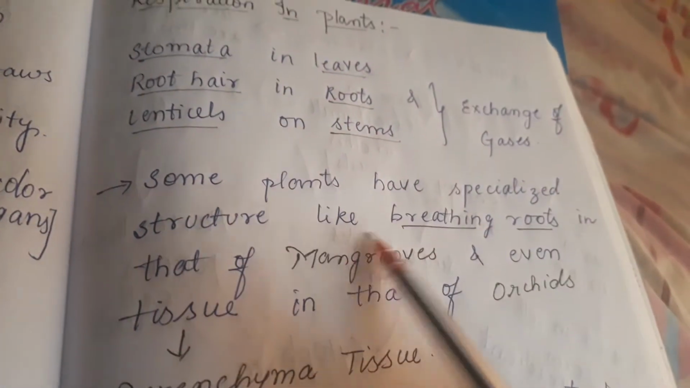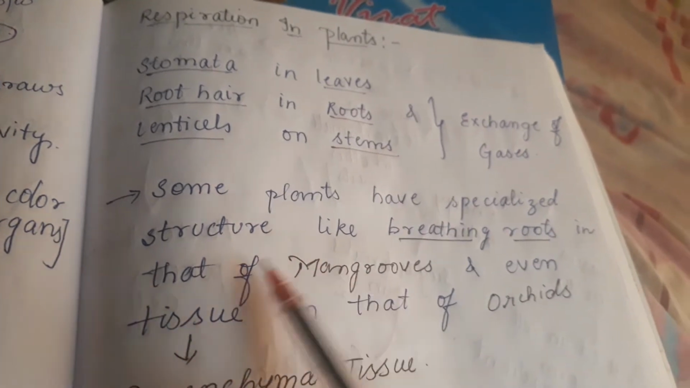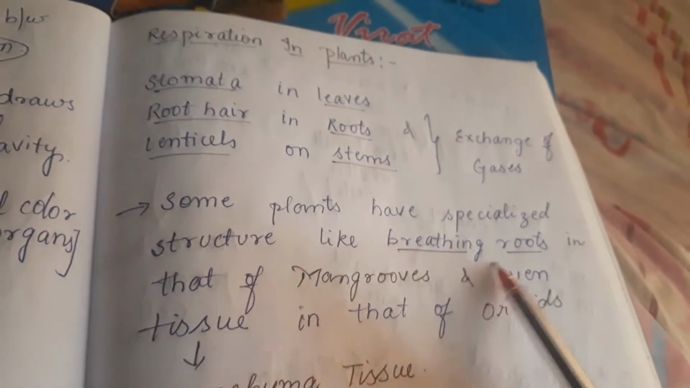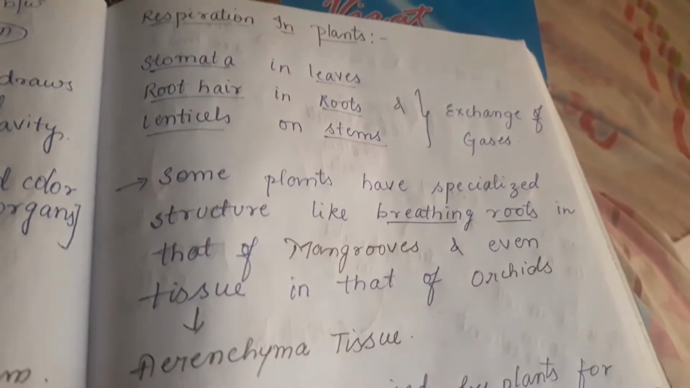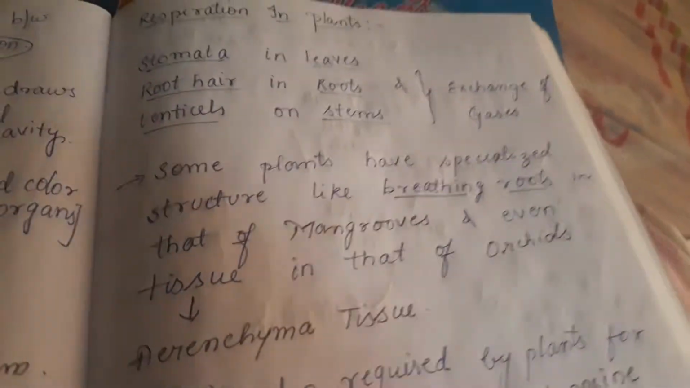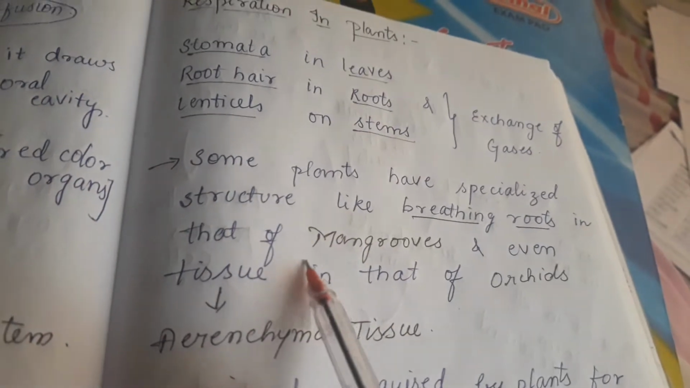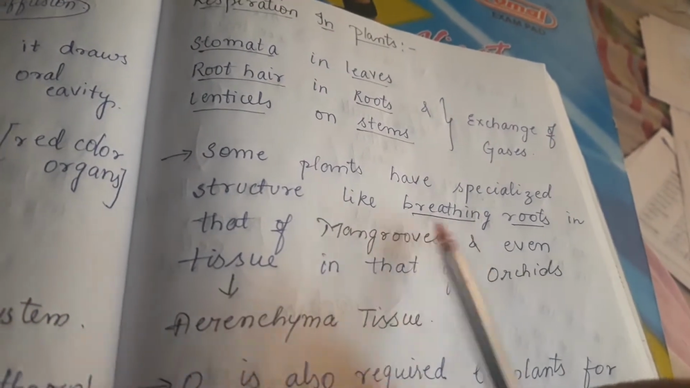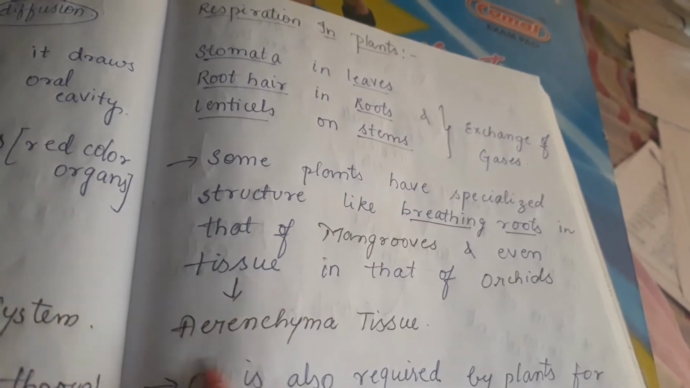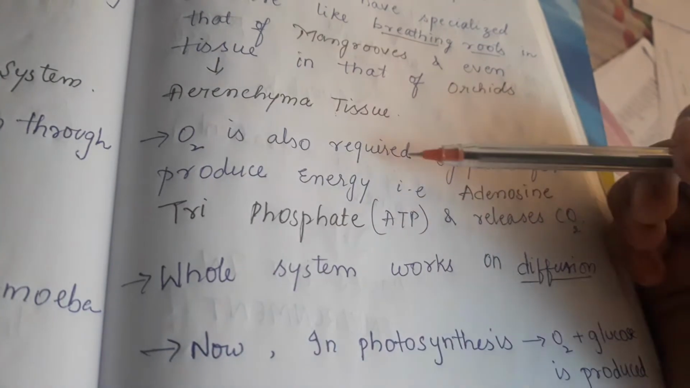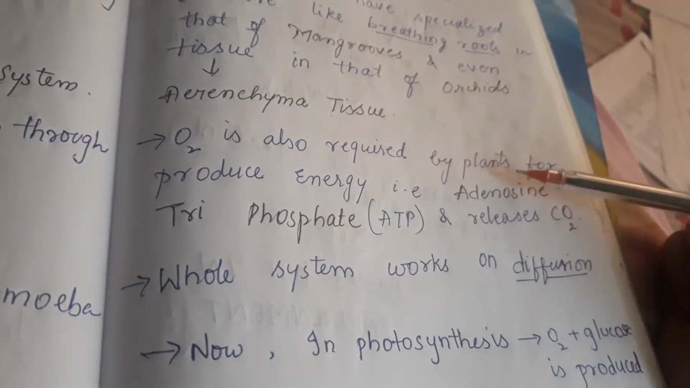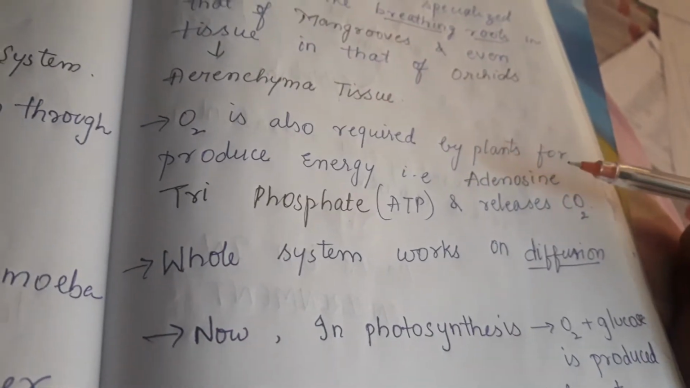Okay, some plants will have specialized structures, specialized roots, breathing roots, and you can see that in mangroves, or else they have a different kind of tissue known as aerenchyma tissue. So special roots you can see in mangroves, breathing roots, and you can see special tissue, that is aerenchyma tissue, in the orchids. Okay, now let us see, oxygen is also required by the plants to produce energy, that is adenosine triphosphate, and releases CO2.